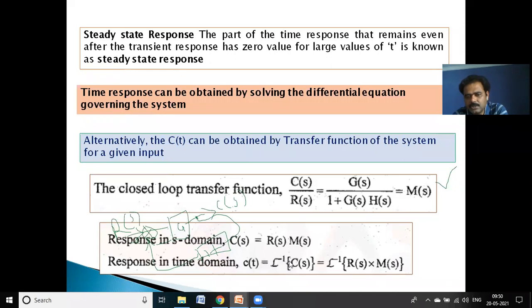c(t) is equal to the inverse Laplace of R(s) into M(s). For the same system, if the input is different, you will get a different response. For the same input, if the system is different, the response is going to change. The response mainly depends upon the input as well as the system. That we have to remember.